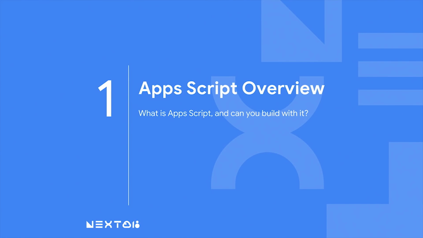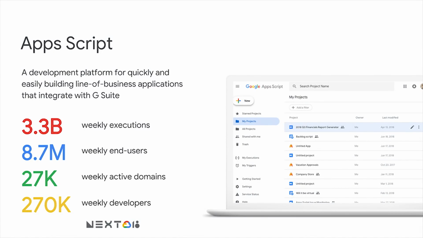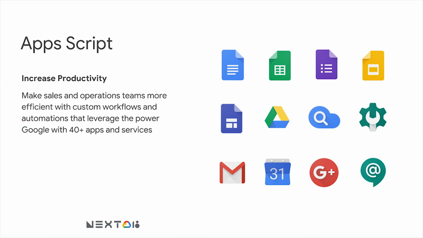So first, an overview of AppScript. What is AppScript and what can you build with it? AppScript is a developer platform for quickly and easily building line-of-business applications that integrate with G Suite. It features 3.3 billion weekly executions, 8.7 million weekly end users, 27,000 weekly active domains, and 270,000 weekly developers. AppScript allows you to increase productivity of these apps, for example. Make sales and operation teams more efficient with custom workflows and automations that leverage the power of Google with 40+ apps and services.